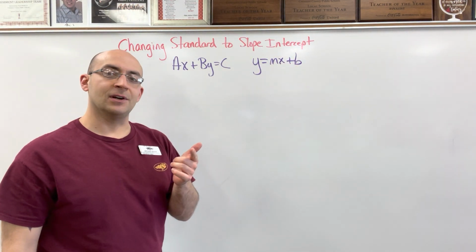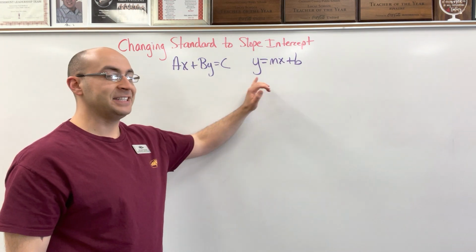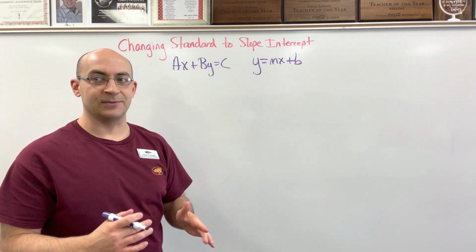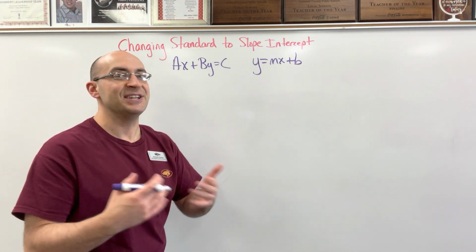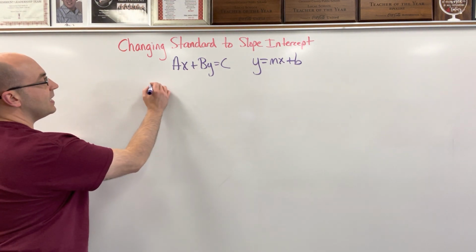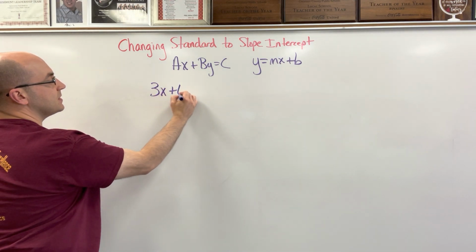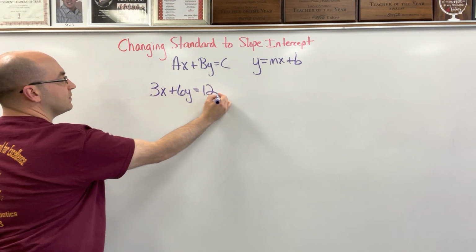Now, the one thing to be careful of is it's not a different line and it doesn't give you a different slope. It's the same line with the same slope and the same y-intercept. It's just written differently, right? So let's try one. Let's say I had 3x plus 6y equals 12.